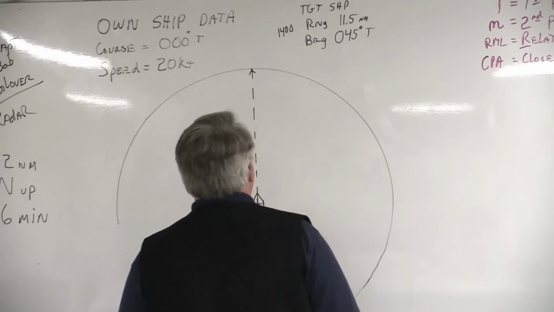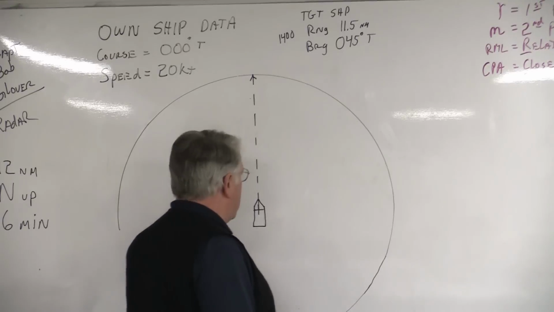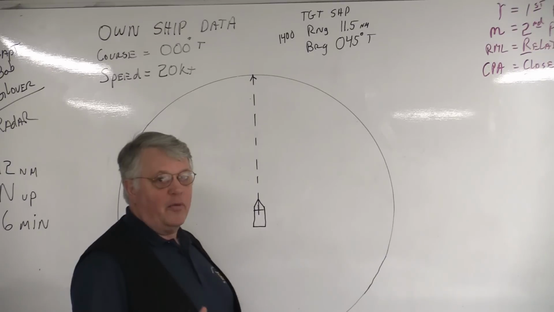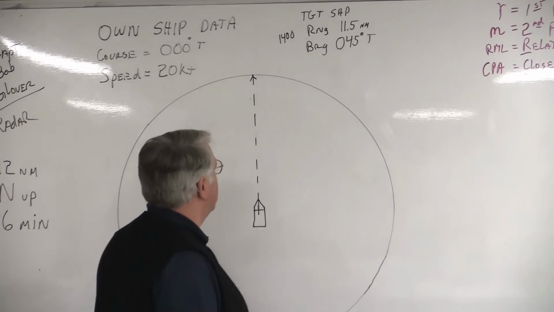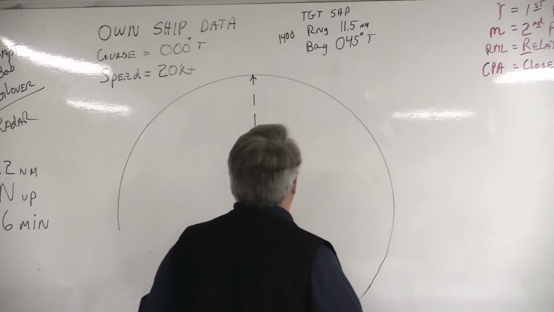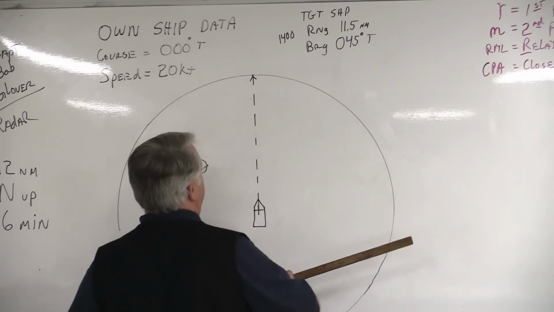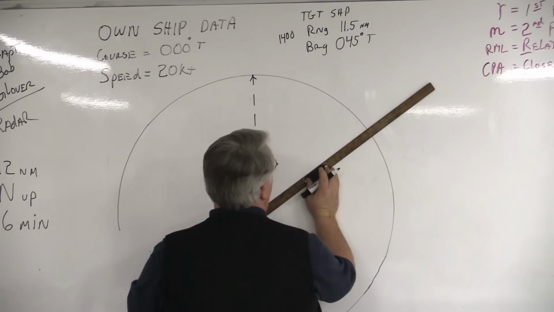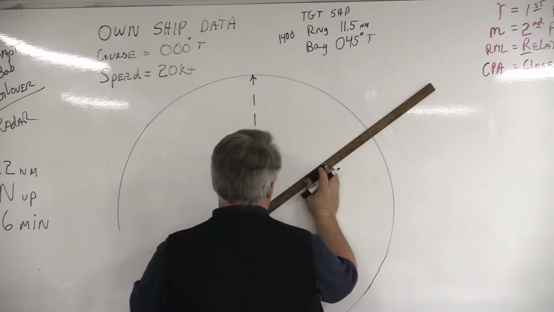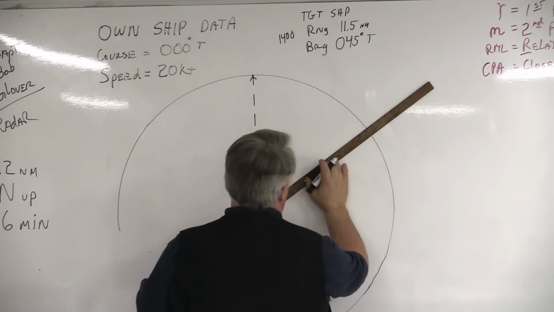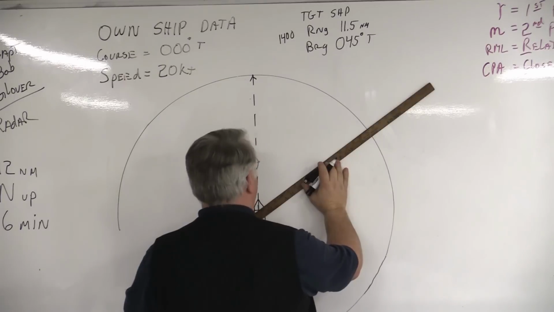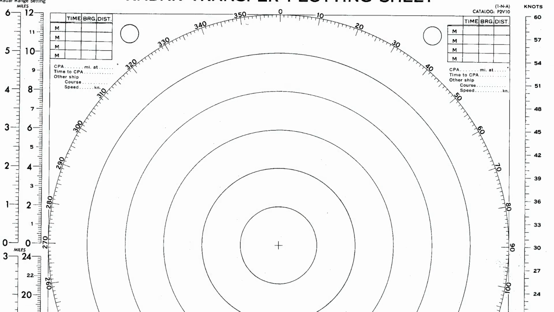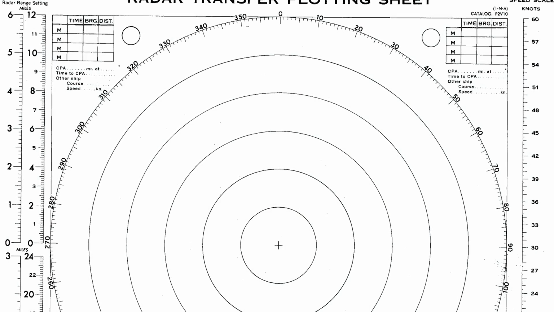So once you have that information, we're going to go ahead and take that and plot that position on our radar transfer plotting sheet. So we're going to go ahead and get out your triangles or your roller plot or your parallel rules, whatever you like to use. And we're going to go ahead and plot that on our radar transfer plotting sheet. So we're going to find 045. Now understand that I'm doing this up here on the board and it's not to scale. It's rough. I'm going to count on you guys to do it on the radar transfer plotting sheet along with me.